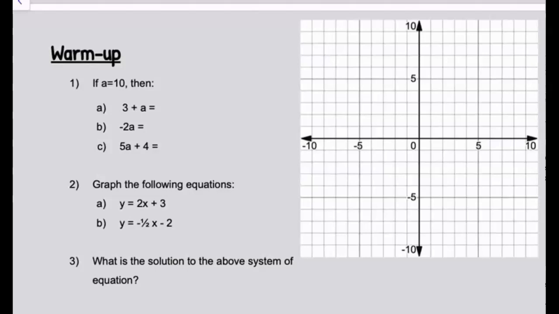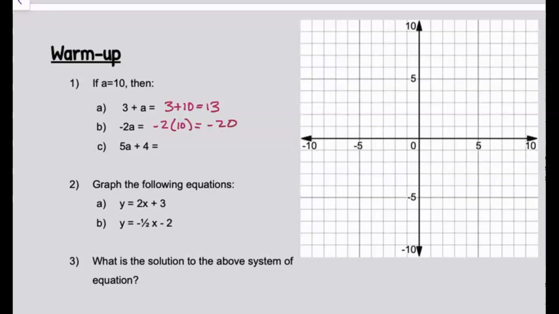So we were doing a couple of little practice problems. If a equals 10, then what is 3 plus a? So we substitute in the 10 for the a, and we have 3 plus 10, which equals 13. On b, what is 2 times a? If a is 10, we substitute in the 10 for the a, and we have 20.